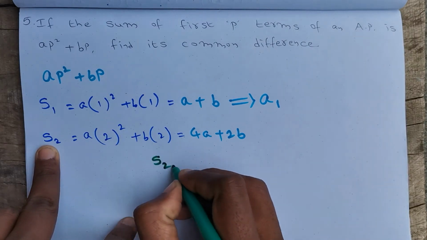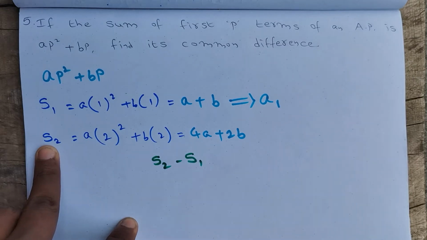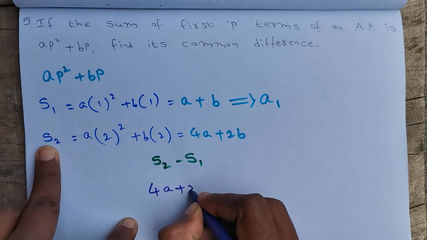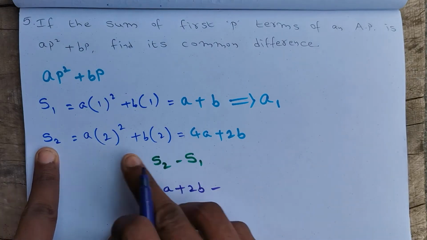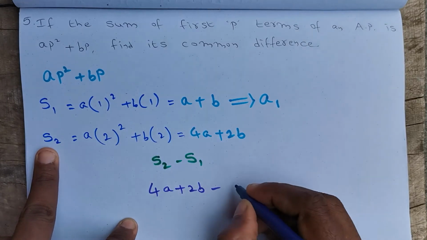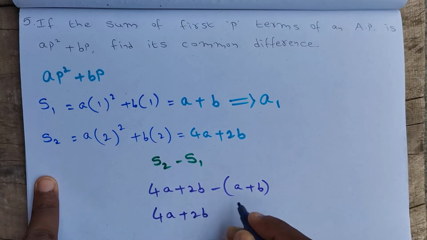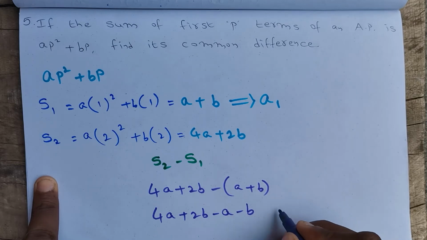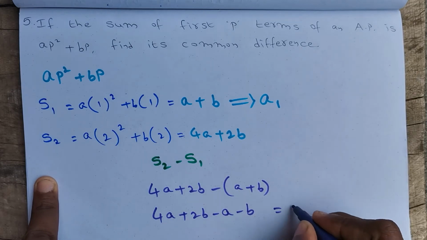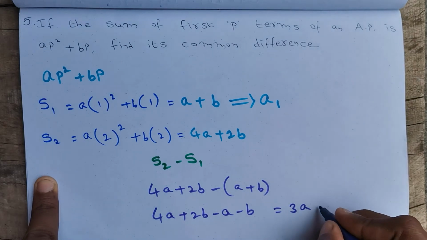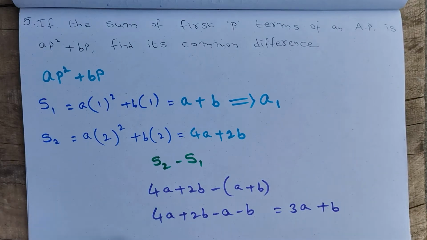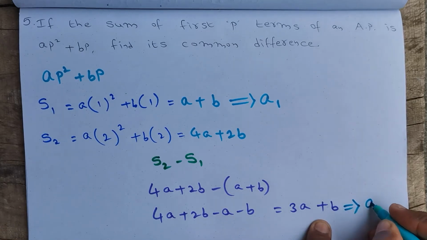So the sum of the two terms minus the sum of the one term. Here the sum of the two terms is 4a plus 2b, minus the sum of one term. The sum of the one term consists of two terms, so the bracket is compulsory: a plus b. We get 4a plus 2b, minus into a, minus into plus b, minus b. So we get 4a minus a, 3a, and 2b minus b, b. So this 3a plus b will be the second term.